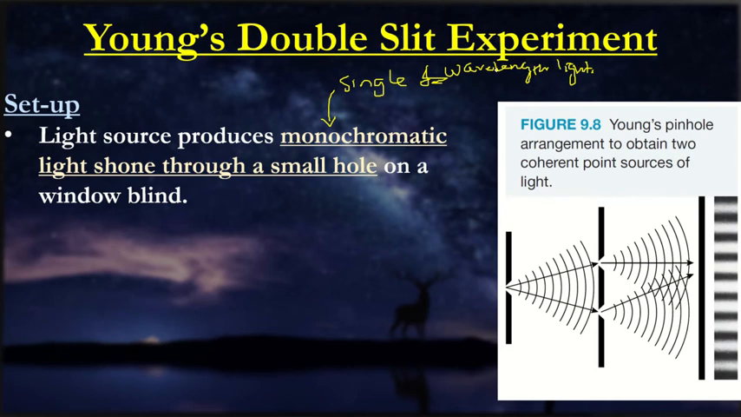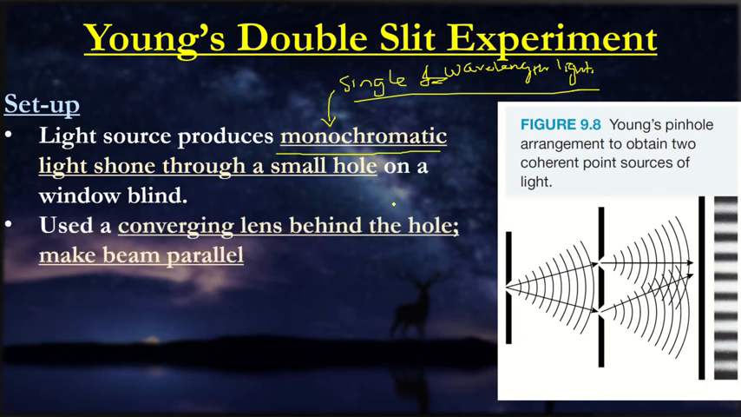So the reason why we use monochromatic light is to keep a consistent pattern. If it is not monochromatic, then you'll see a lot of different bands on the screen, and it'll be very difficult to look at the orders or where the dark and bright bands are. So that's why we use monochromatic light. It gives us a more clear picture of the different orders of interference that we see. The converging lens behind the hole helps us make the beam parallel, so that we have a focused beam that we can see very clearly.